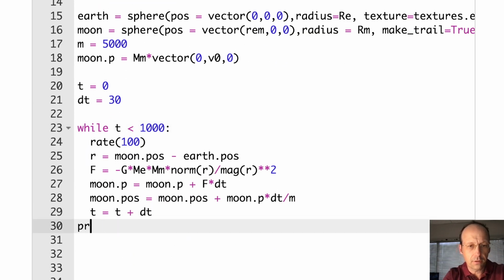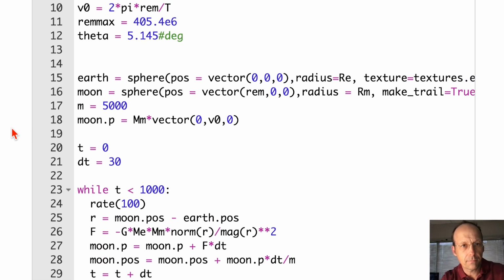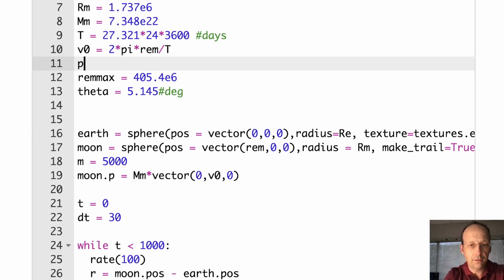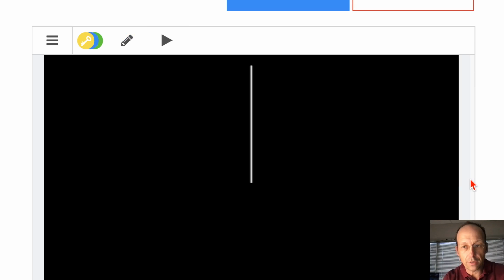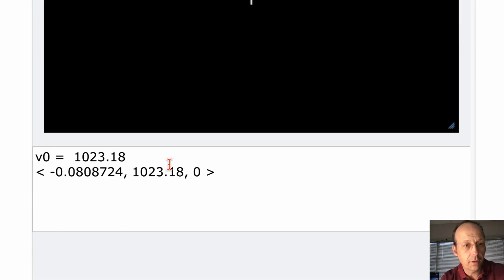I don't know what's going wrong. Let's print just moon.p divided by mm. I want the velocity. And up here, let's print v0. Okay, so something weird's happening. It's like blowing up. v0 is 1,000. That seems okay. Looking on the Wikipedia page, orbital speed is 1 kilometer per second. That's right.